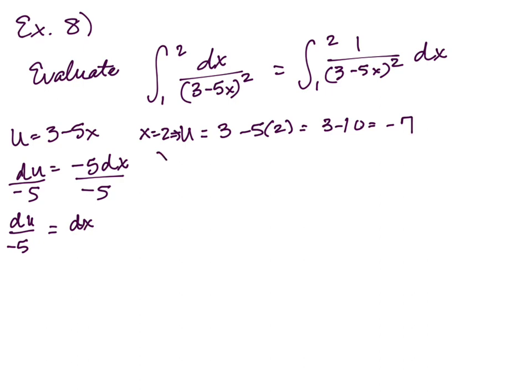And x equals 1, u equals 3 minus 5, negative 2. So this is going to be evaluated from negative 2 to negative 7. Isn't that upside down? Okay, it is upside down. So I want you to read in the textbook.